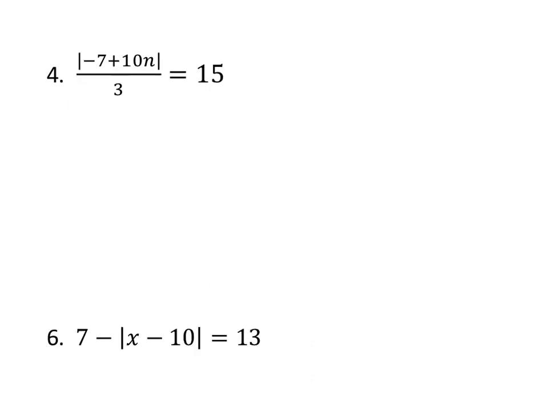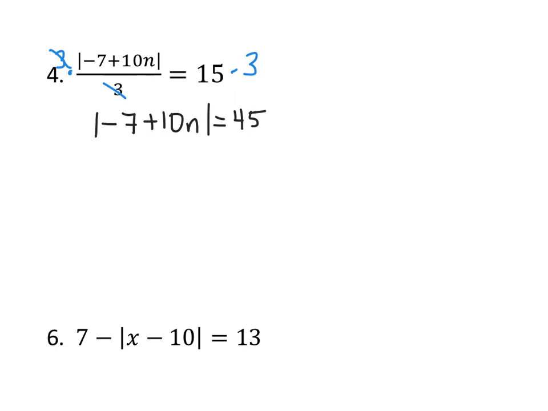Okay, the next problem we're going to do is number 4, where we are going to solve for n. Remember, when solving an absolute value equation, you want to get the absolute value part of the equation isolated before you start breaking it apart into its two separate equations. So the first step I'm going to do is multiply both sides of the equation by 3. This will allow me to eliminate this 3 that's in this denominator.